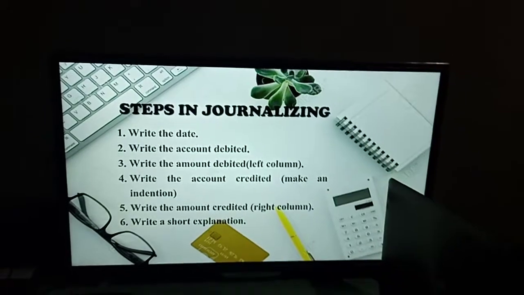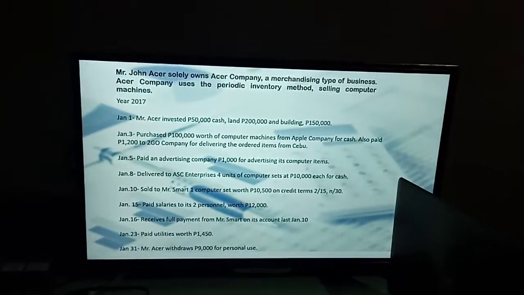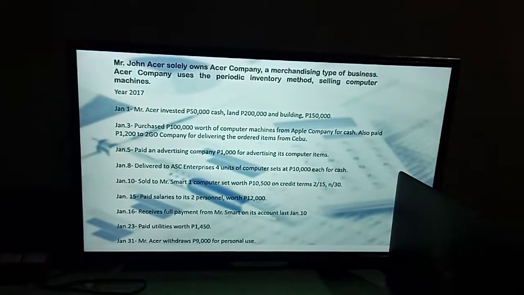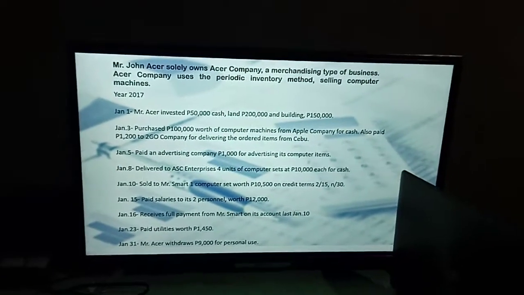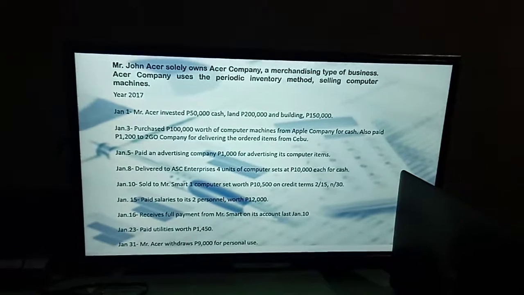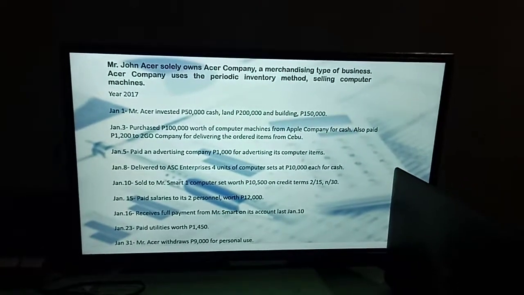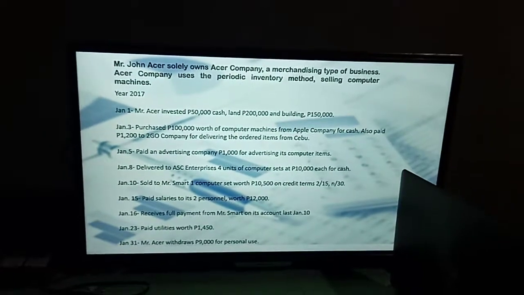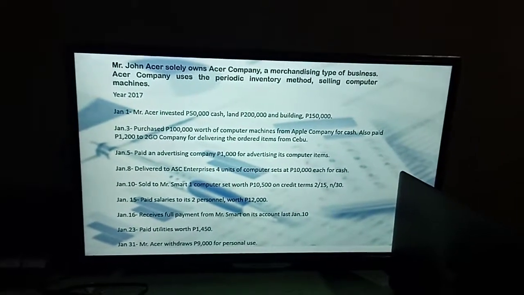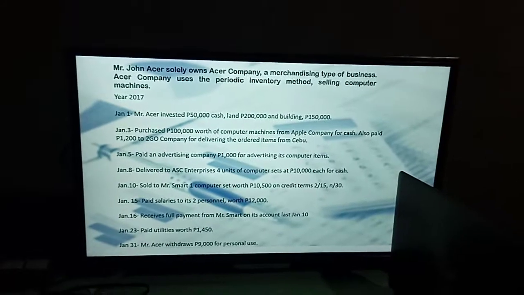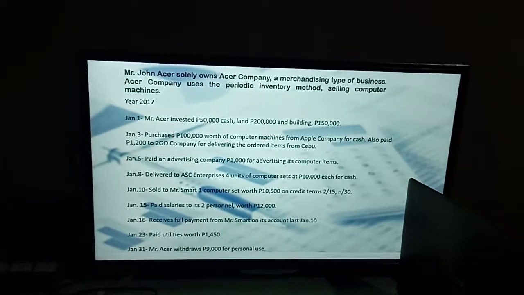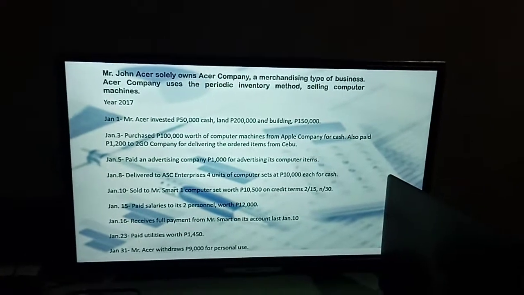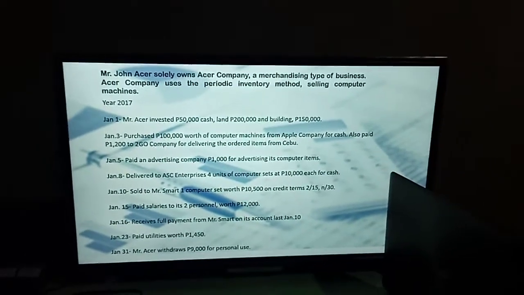Okay, let's have here a sample problem. Mr. John Acer solely owns Acer Company, a merchandising type of business. Acer Company uses the periodic inventory method, selling computer machines. These are the transactions that happened in the year 2017, from January 1 up until January 31. When we journalize entries, we make sure that we start with the first transaction that happened.